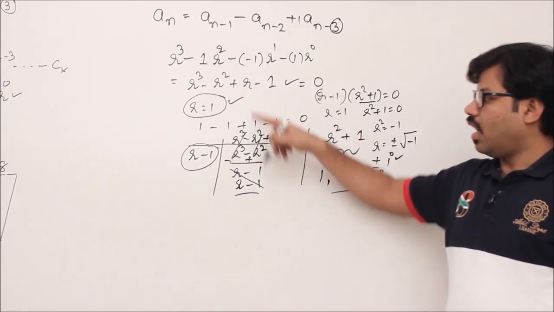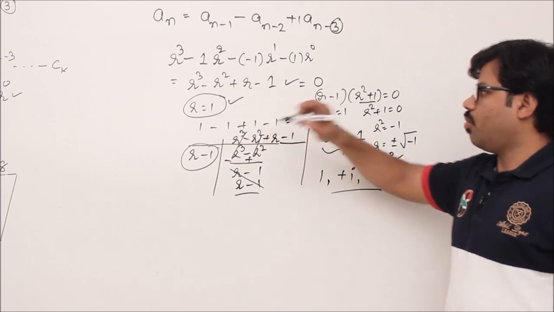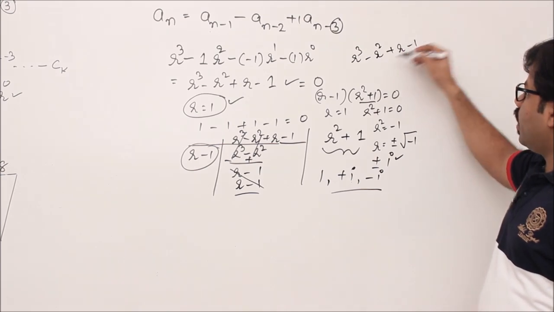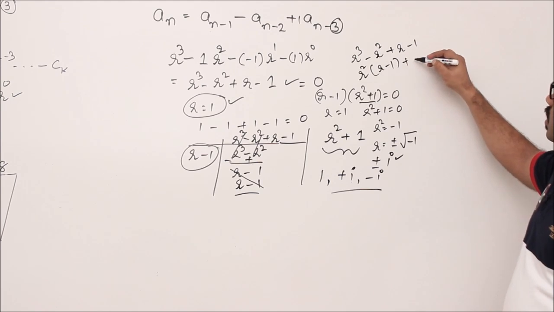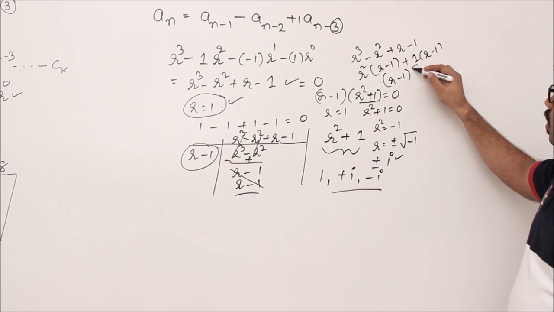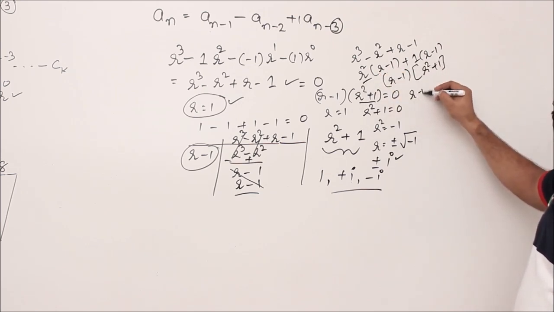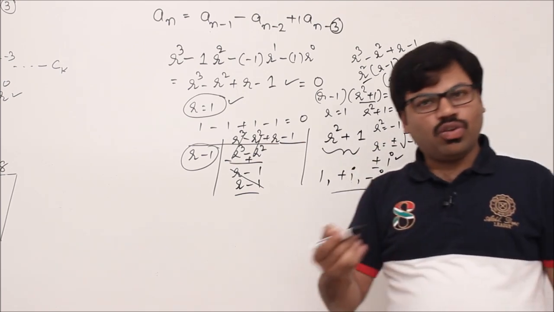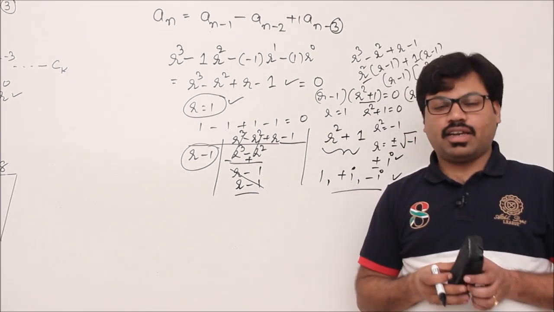We can do in alternative way. Rather than dividing, we can use this common technique. What is that? Take the common. R cube minus r square plus r minus 1. Let's take r square common. Then what happens? It will become r square into r minus 1 plus 1 into r minus 1. Now take r minus 1 common. Then what happens? This will be r square plus 1. Correct? Then this will become r minus 1 into r square plus 1. If you equate it to 0, you will get roots, and same roots you get, correct? So this is about finding the characteristic roots.